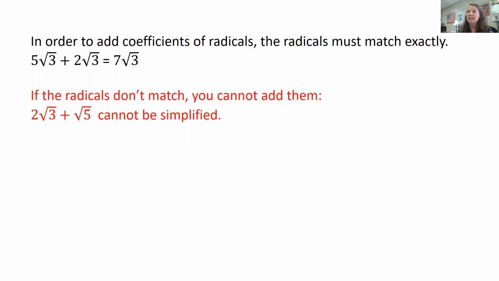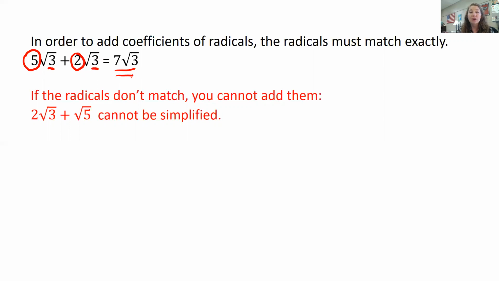So if you look at my first example, if what's under the radical matches exactly, then you can go ahead and add those coefficients that are sitting in the front. You don't add the 3's together that's under the radical. You just add your 5 and 2 and you get 7 square roots of 3.